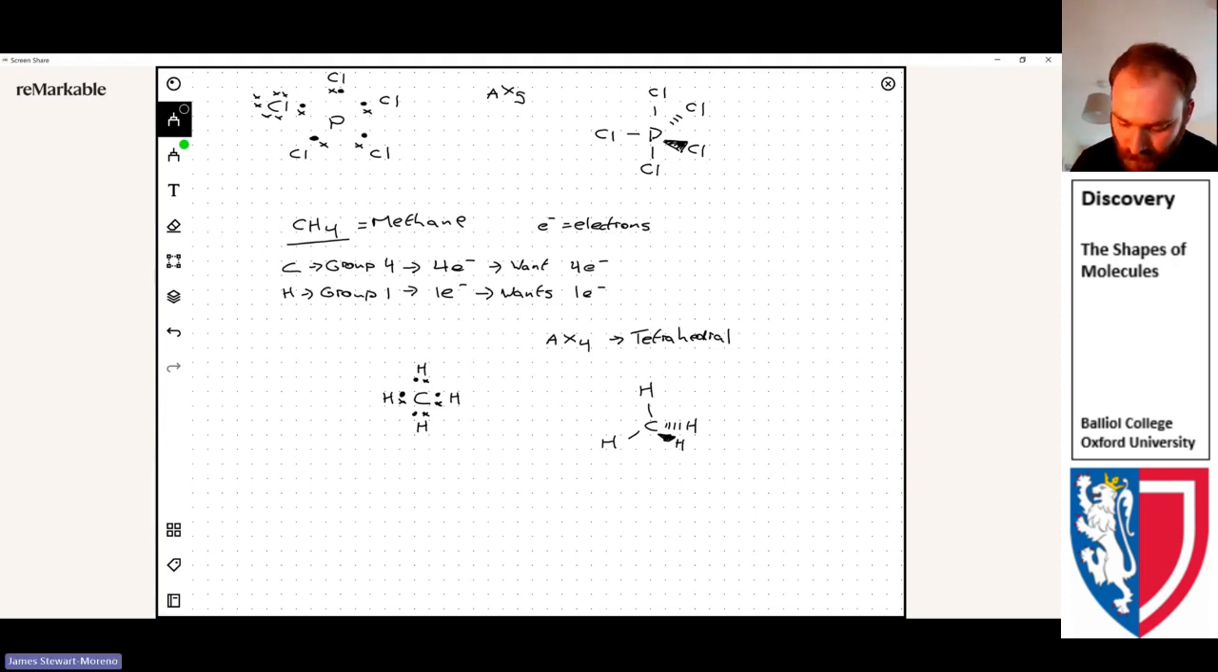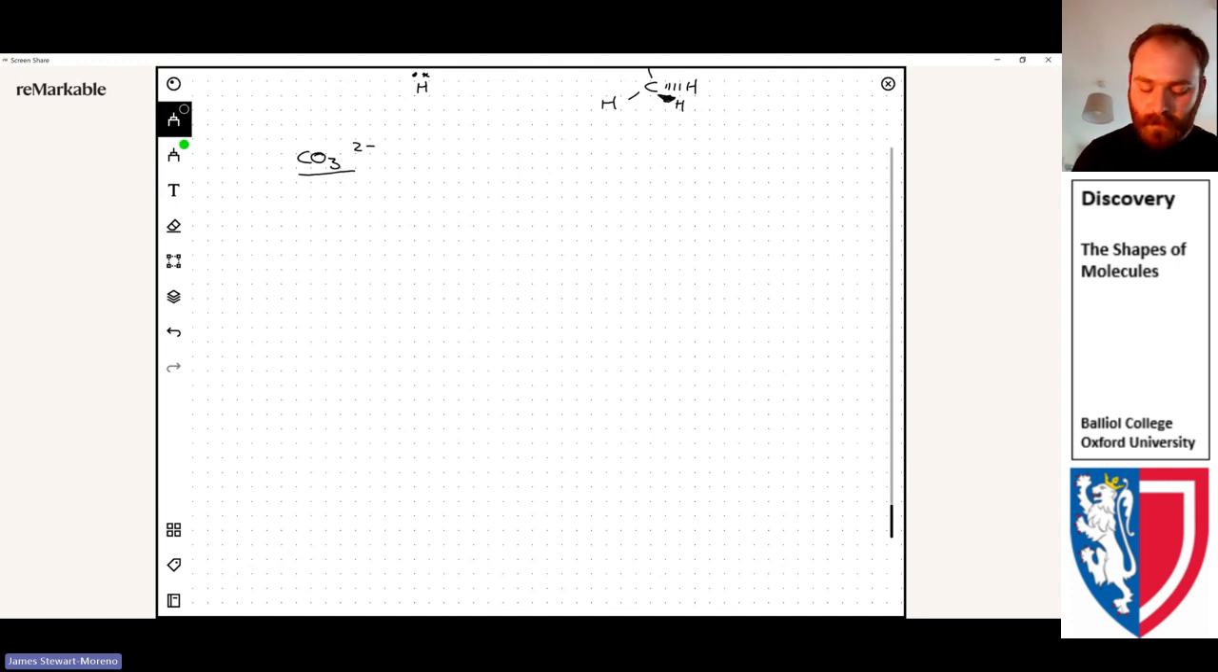The other one that we're going to work on today is carbonate, so CO3 2-. So again, carbon wants 4 electrons around it. Each oxygen is going to behave slightly differently, so we'll have a look at this separately. So we start by drawing in our carbon in the middle, and then we'll draw 3 oxygens around it, like so.